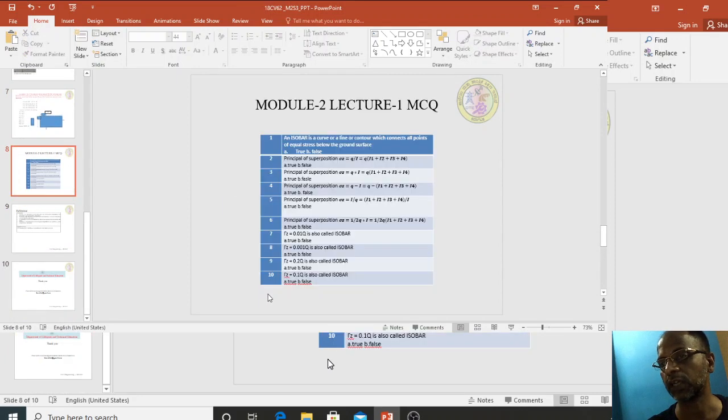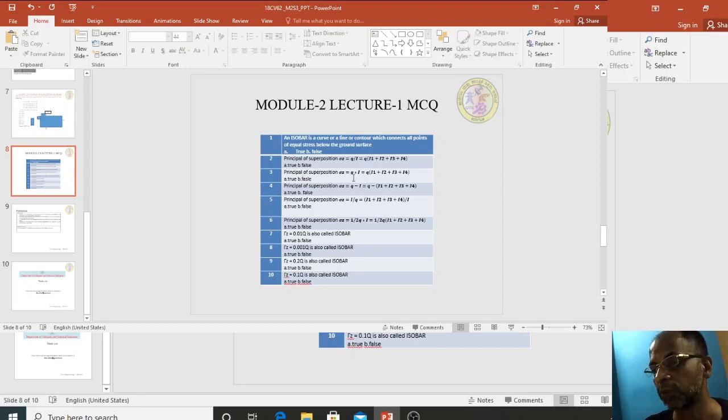Next, coming to the model MCQ questions. An isobar is a curve or a line or a contour which connects all the points of equal stress below the ground surface; whether the statement is true or false? The statement is true. Next one: the principle of superposition, sigma Z is Q by I. Q into I is IB1 plus IB2 plus IB3 plus IB4. The statement A is true.